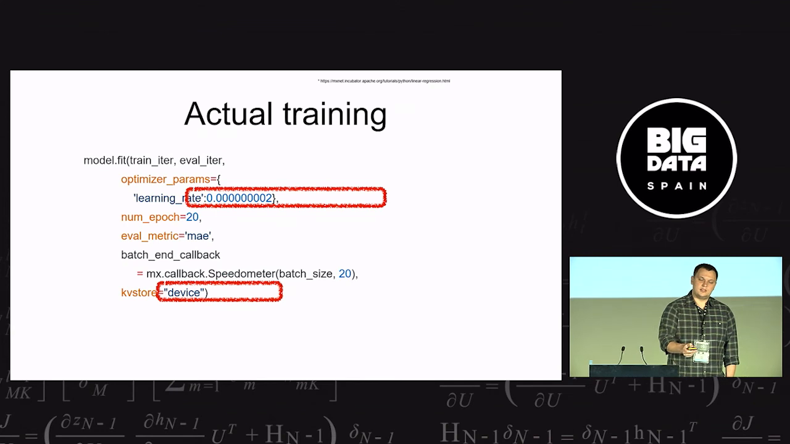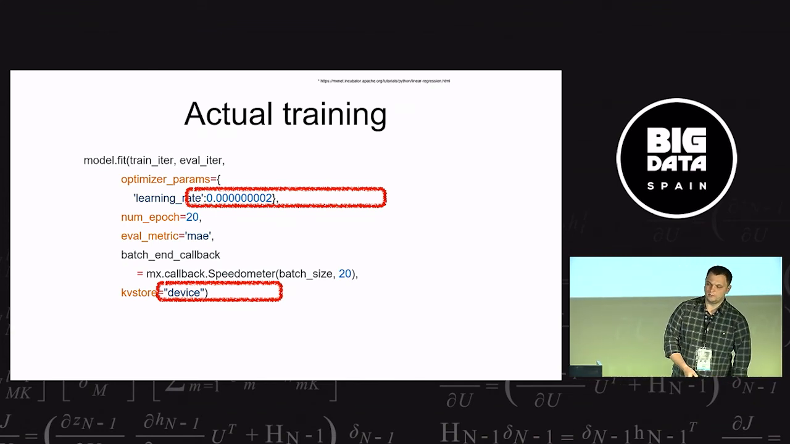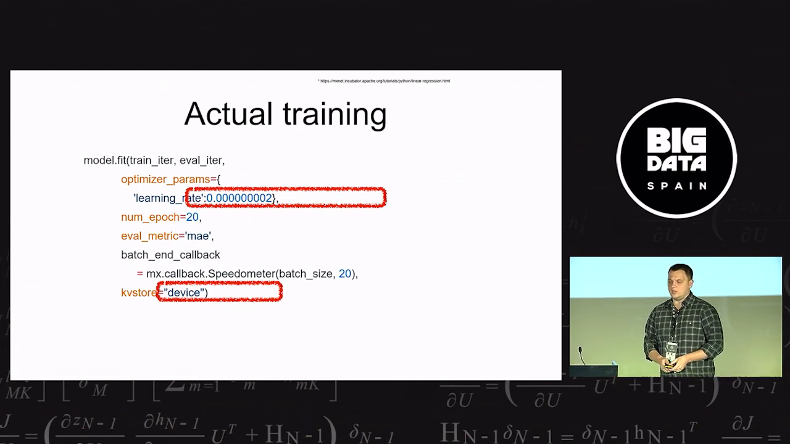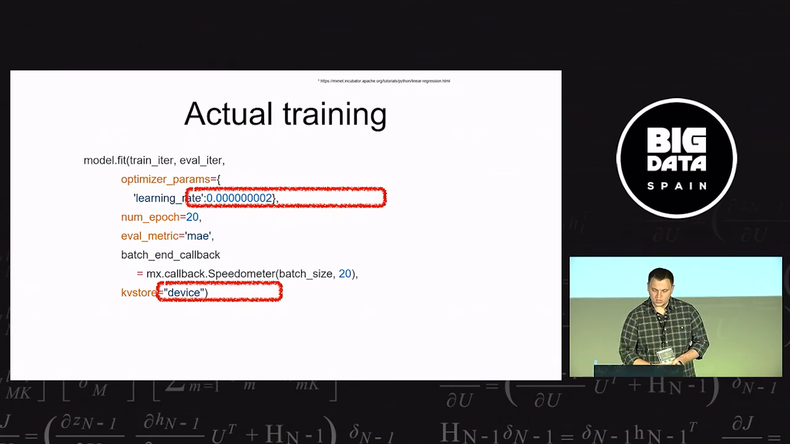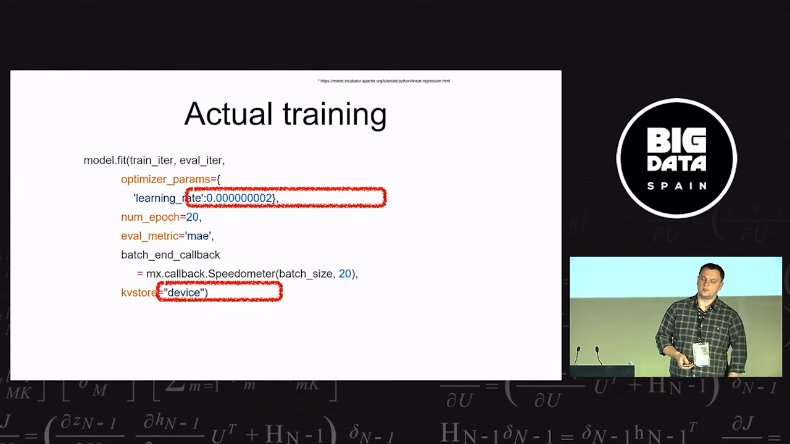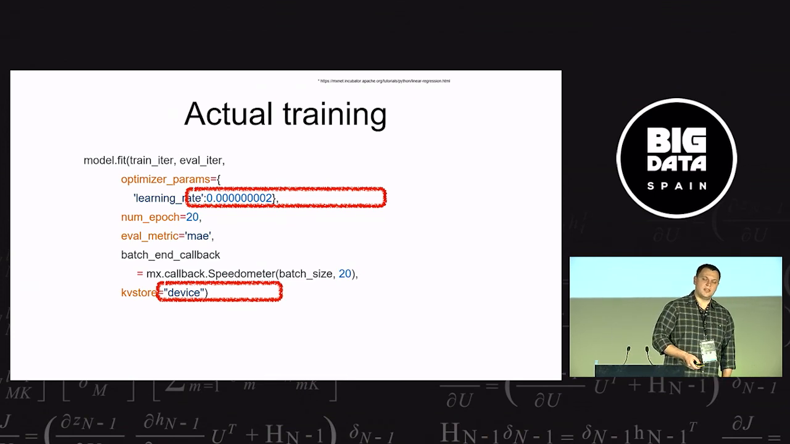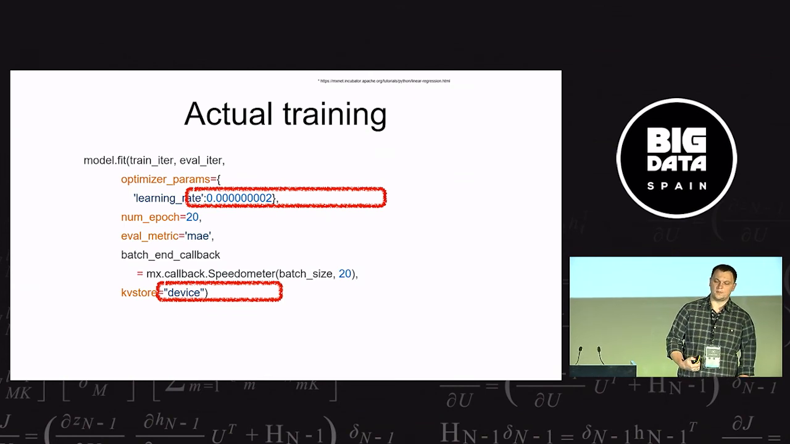KV store is actually an interesting thing in MXNet. It's something that you need to know really well if you're going to distribute. Essentially, if you're distributing your model, you need to store your model somewhere. If you have more than one machine, you can no longer store this data inside of the memory of the machine. Key value store stands for key value storage, and if you're putting a device, this basically means that your model will be stored on the local device inside of your local memory.